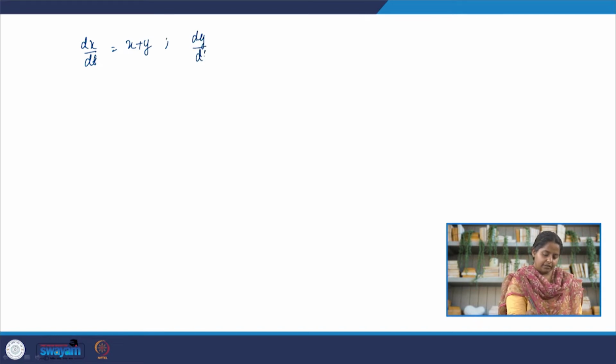The first system that we are going to solve is this: dx/dt, which is our first variable x, is equal to x plus y, our second variable, and dy/dt is equal to 4x minus 2y. It is a classic textbook example, but it is very helpful to demonstrate the behavior of a saddle node. So, here we can write A is equal to [1, 1; 4, -2].